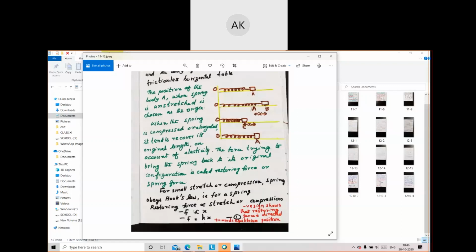So minus F is directly proportional to this stretch or compression. We can write the equation minus F is proportional to x. What is x here? Stretch or compression. So minus F is equal to K x, when equated, we multiply with a constant K, where K is the spring constant or force constant of the spring. What does this negative sign show? The negative sign shows that the restoring force is directed towards the equilibrium position or mean position.